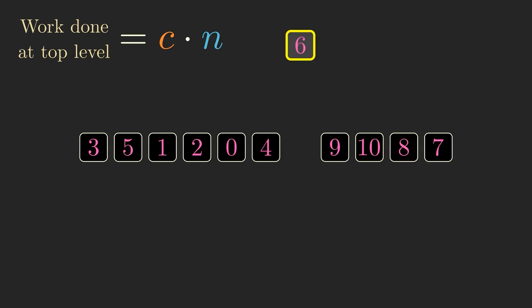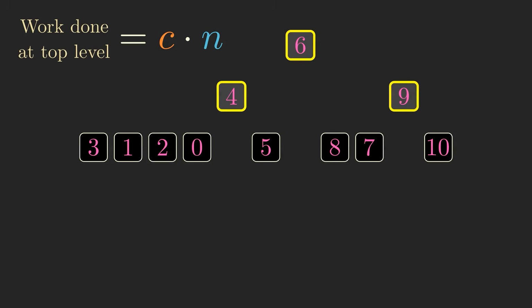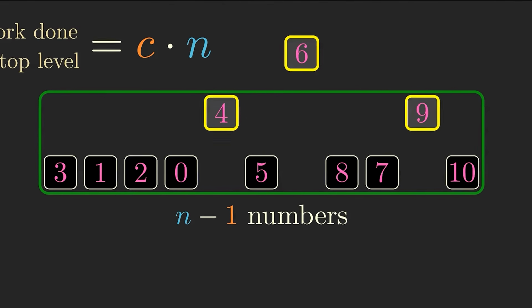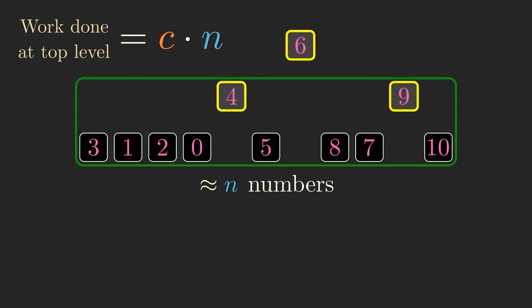Here we're just doing the exact same thing as we did at the top level, but on both the left and right sublists. So we do an amount of work proportional to the combined length of those sublists. That combined length is n minus 1, since these sublists contain everything except the original pivot. But we can actually just pretend it's n for the sake of simplicity. For all intents and purposes, the total work done at the second level is also c times n.